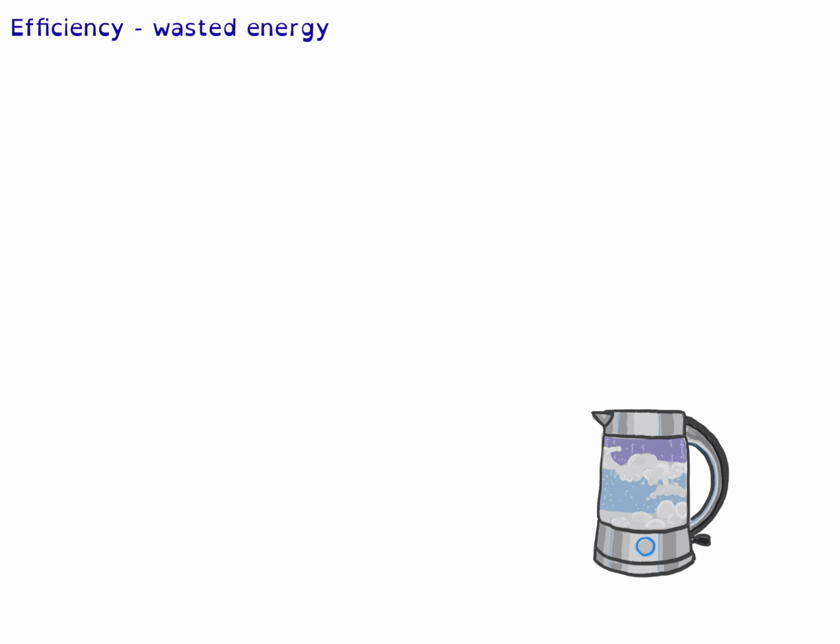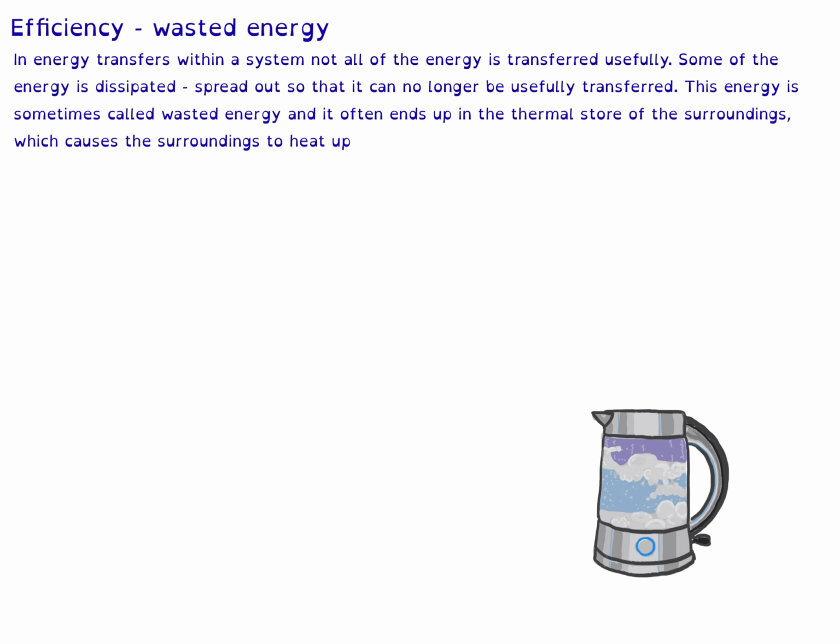Hello, and welcome to this video on efficiency for GCSE Physics and Combined Physics. In energy transfers within a system, not all of the energy is transferred usefully. Some of the energy is dissipated. This is spread out so it can no longer be usefully transferred. This energy is sometimes called wasted energy, and it often ends up in the thermal store of the surroundings, which causes the surroundings to heat up.